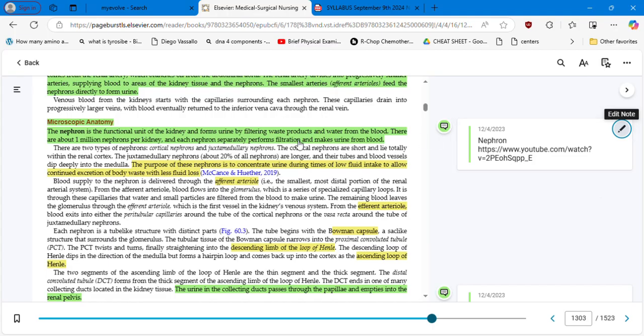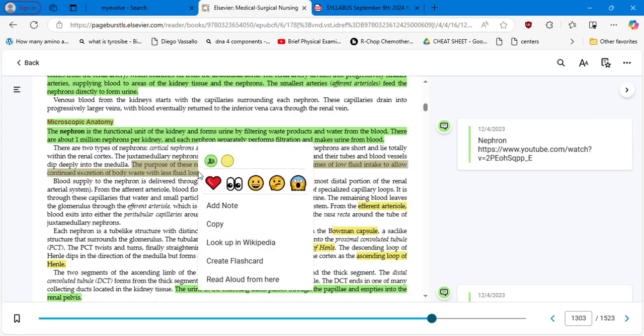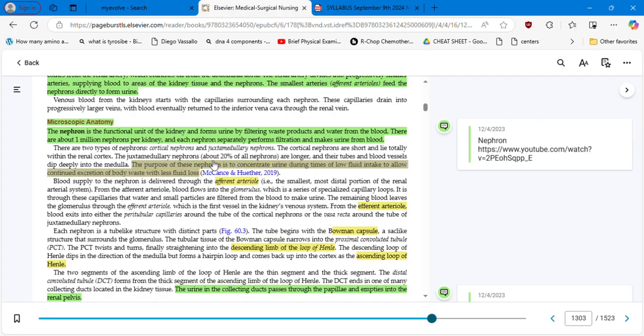So we spoke about the nephron, and the purpose of this nephron is to concentrate urine during times of low fluid intake to allow continuous excretion of body waste with less fluid loss. Extremely important concept, right? So the nephrons are going to create the balance that is needed. Now, it's important to know where the Bowman capsule is located, right? And what is the definition?